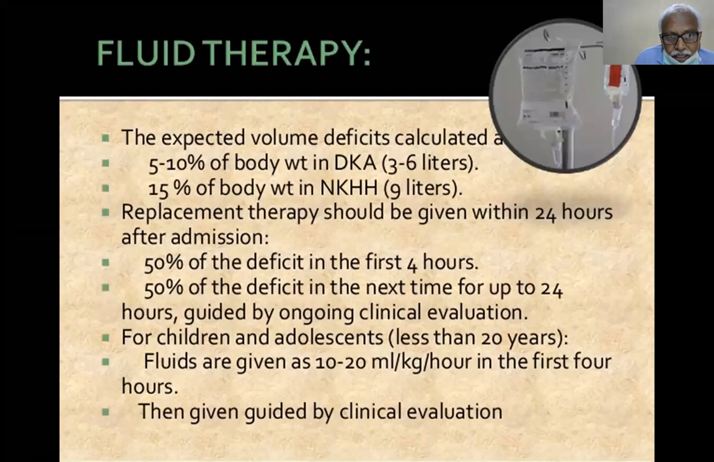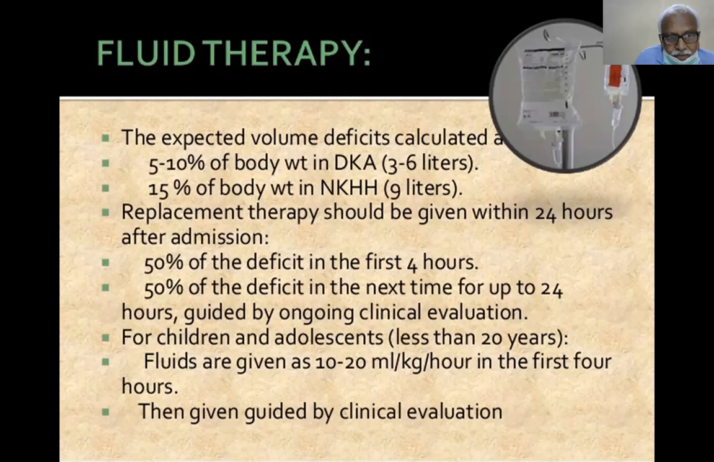So the expected volume deficits are calculated as 5 to 10% of body weight in DKA and 15% of body weight in non-ketotic hyperosmolar hyperglycemia. NKHH means non-ketotic hyperosmolar hyperglycemia. So replacement therapy should be given within 24 hours after admission. 50% of the deficit should be administered in the first 4 hours, and the other 50% over the next 24 hours, guided by ongoing clinical evaluation.